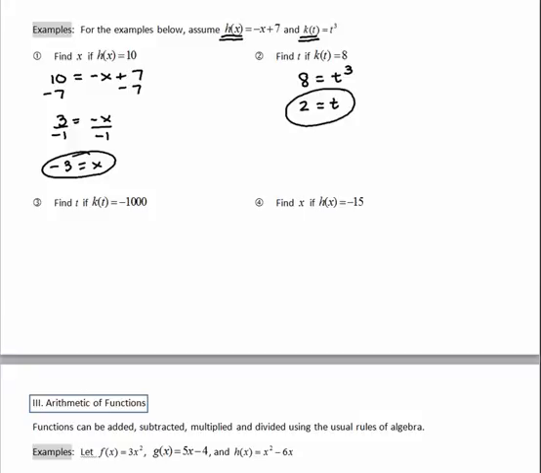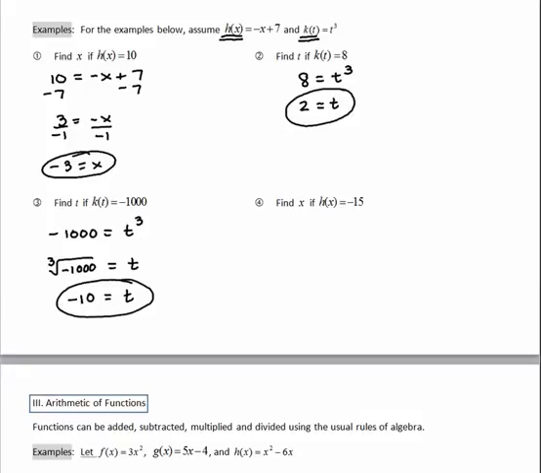Number 3, we're supposed to find t if k of t equals negative 1,000. So if I have negative 1,000 equals t cubed, then t would be the cubed root of negative 1,000. And you may know that that's negative 10. If not, of course, you can always use your calculator to find that value.